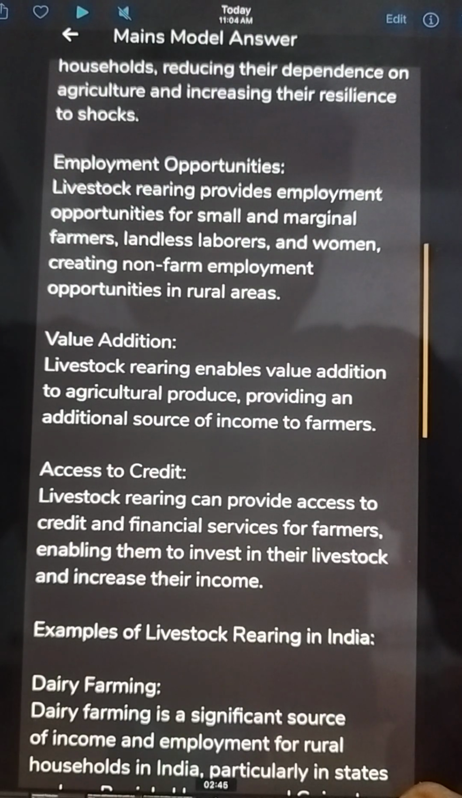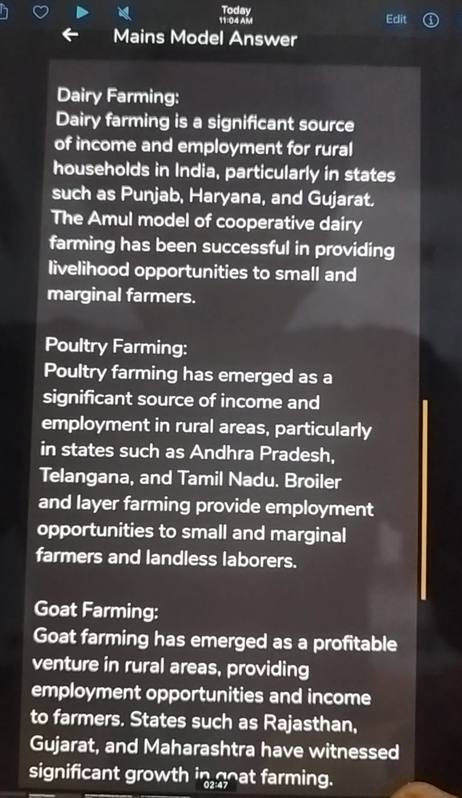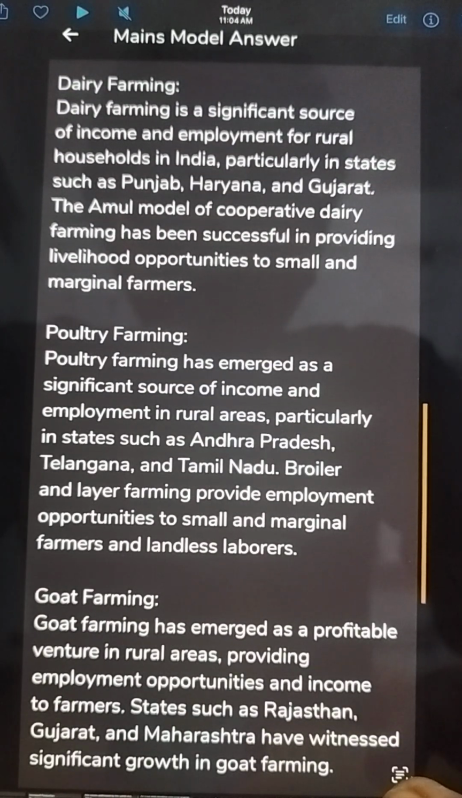Then, examples of livestock rearing in India. First is dairy farming. Dairy farming is a significant source of income and employment for rural households in India, particularly in states such as Punjab, Haryana, and Gujarat. The whole model of cooperative dairy farming has been successful in providing livelihood opportunities to small and middle farmers.